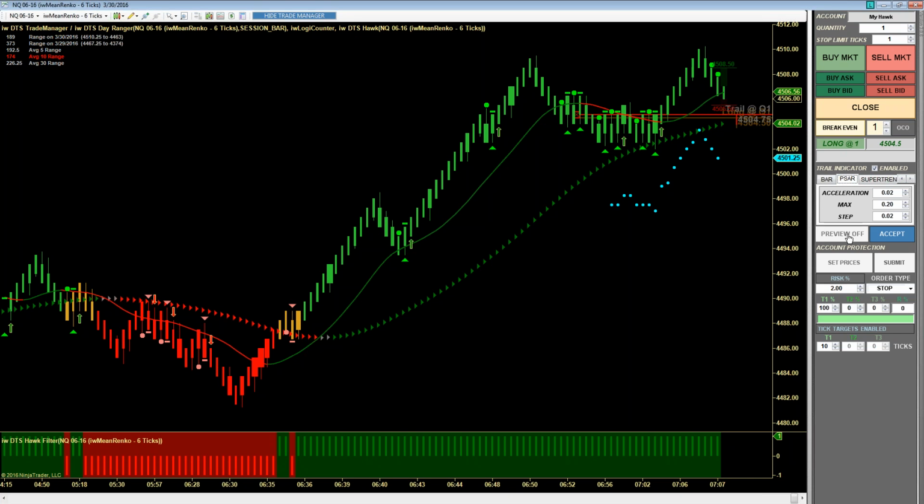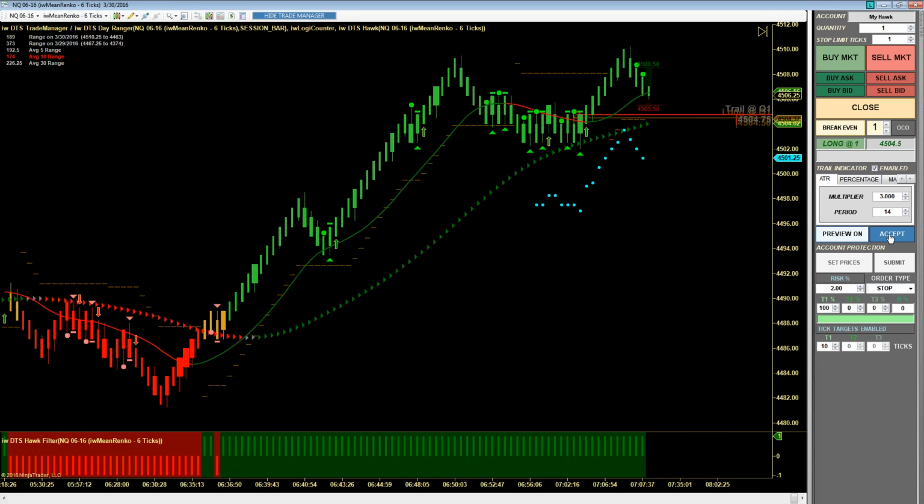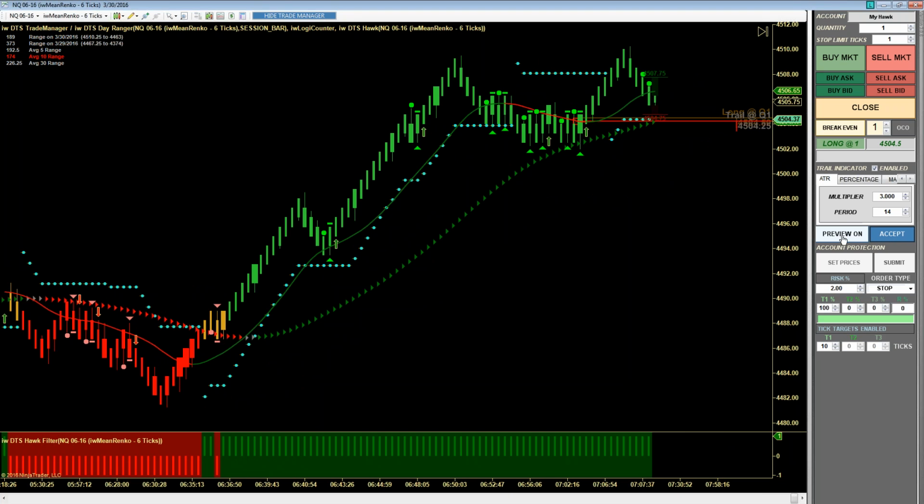And I can adjust this on the fly. Let's say I wanted to go with something like parabolics. Well, no, I won't do that because parabolics will stop me out. Parabolics are right there. Maybe the ATR. Yeah, the ATR will work. Let's go with the ATR strategy. And we'll take it to break even. There we go.